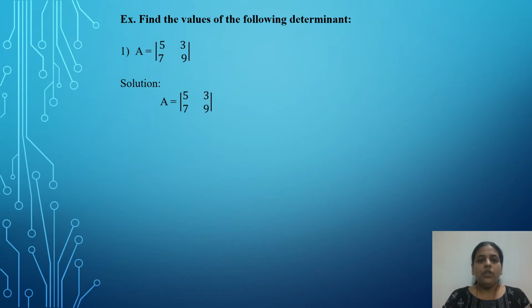To calculate the determinant, we multiply 5 into 9 minus 3 into 7. What is 5 into 9? That is 45 minus 21. 45 minus 21 is 24. So the value of the determinant is 24.